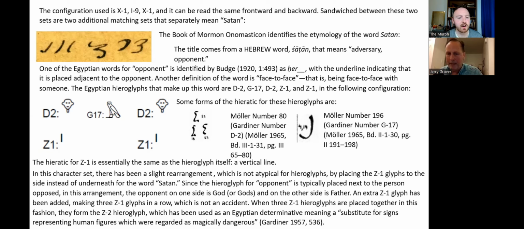Yeah, it's because then he's face to face, so that's why the glyphs are flipped. They're facing each other, flipping away. So it's almost like he's facing away from God the Father. The other thing is you have these three additional straight line glyphs, like the Z1.